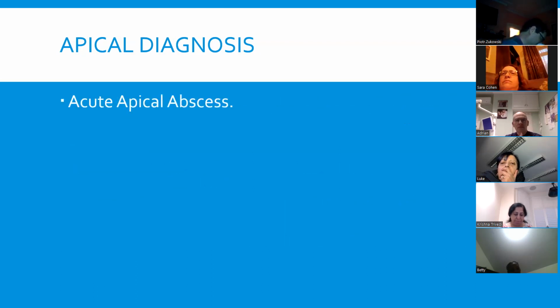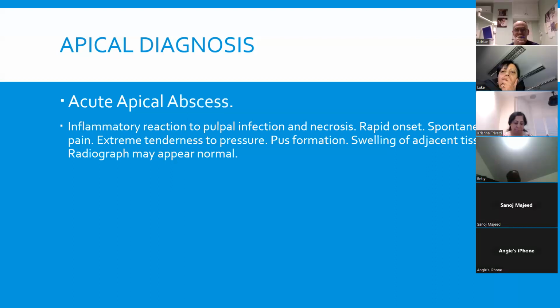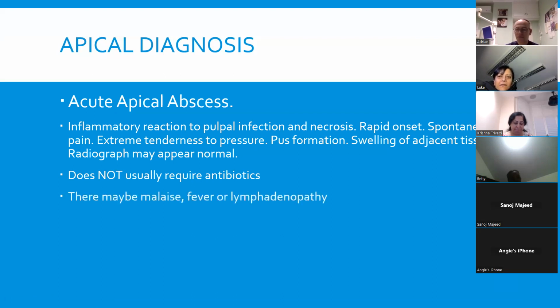And then the one we get a lot of, acute apical abscess. It's an inflammatory reaction to pulpal infection and necrosis, rapid onset, spontaneous pain, extreme tenderness to pressure, pus formation, swelling of adjacent tissues. The X-ray, as we said before, may appear normal. Apical abscess does not usually require antibiotics. All the previous stuff definitely doesn't usually require antibiotics. There may be malaise, fever, or lymphadenopathy.